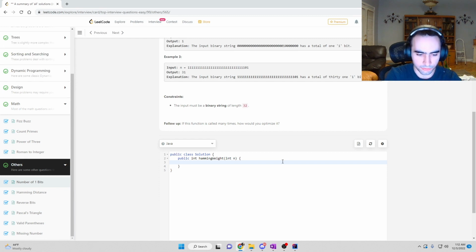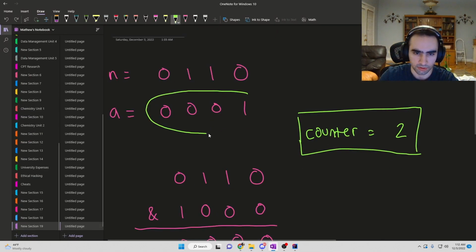So we had our integer a, which started at 1, right? 1 right here, this is the same thing as writing 0, 0, 0, 1, like this, right?